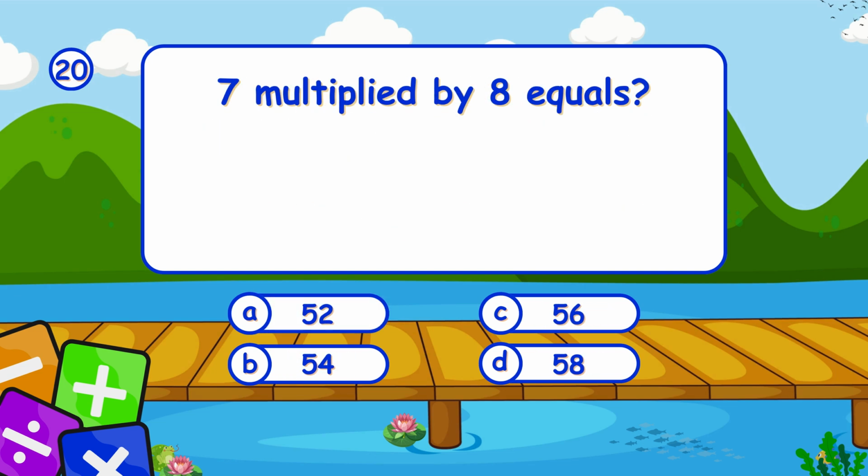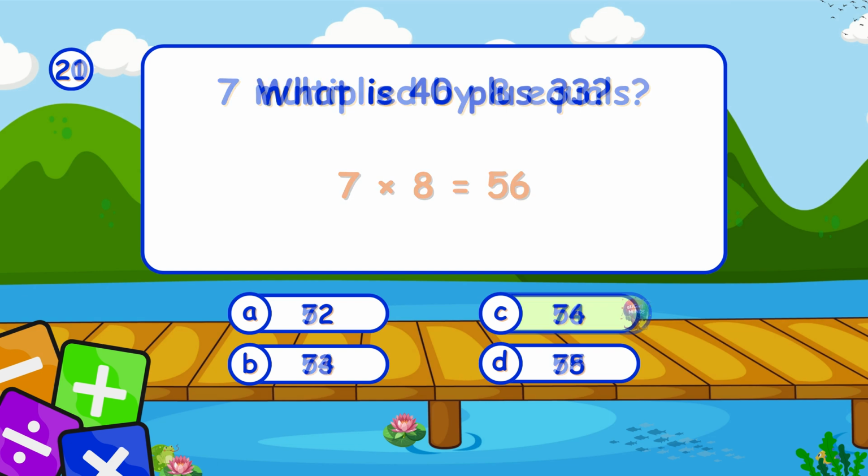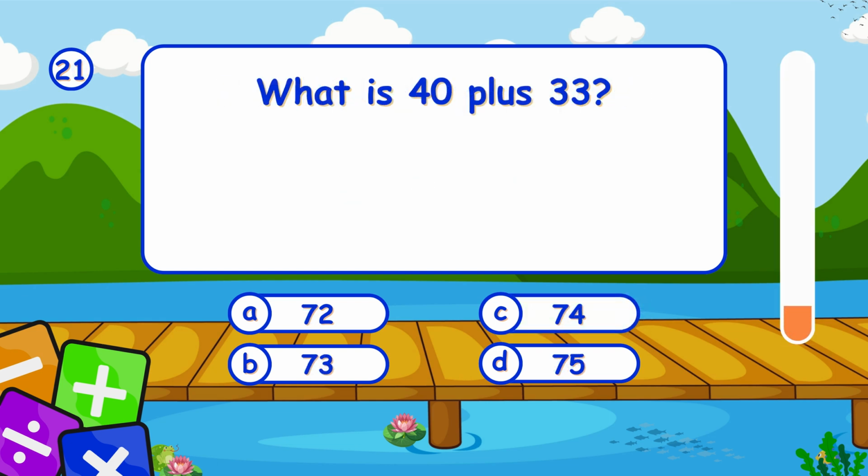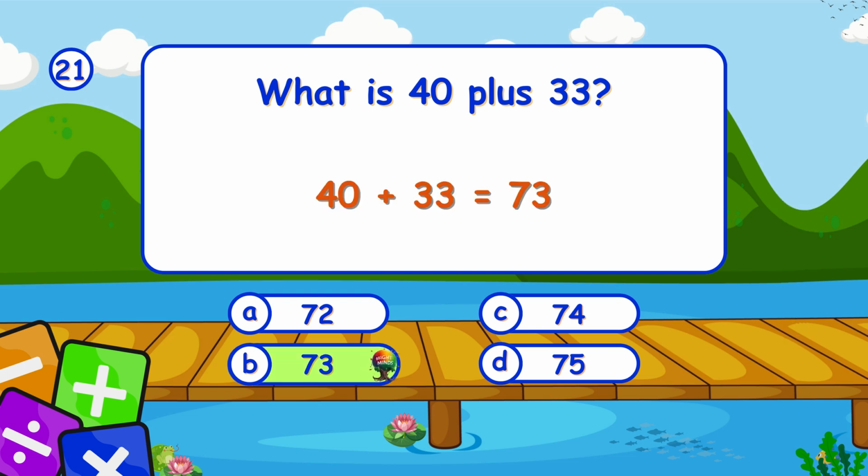7 multiplied by 8 equals... It's C, 56. 7 times 8 is 56. What is 40 plus 33? It's B, 73. Adding 40 and 33 gives 73.